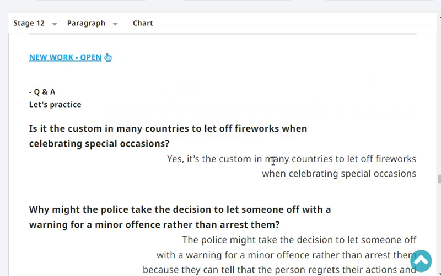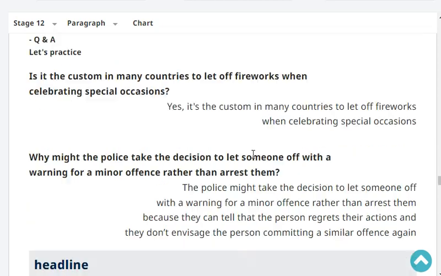Is it the custom in many countries to let off fireworks when celebrating special occasions? Yes, it's a custom in many countries to let off fireworks when celebrating special occasions. Very good.